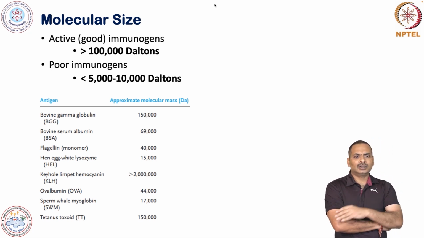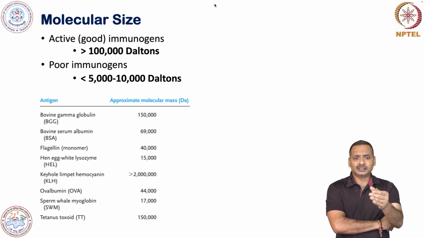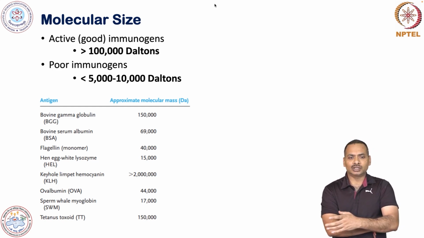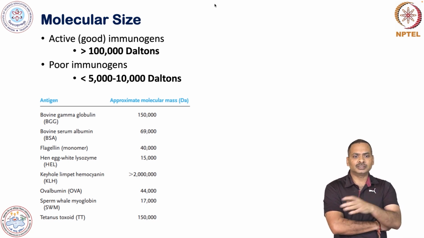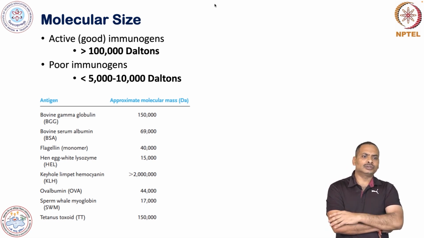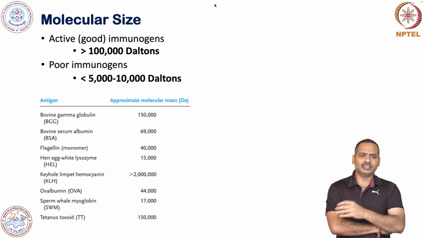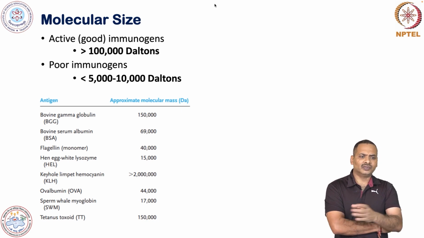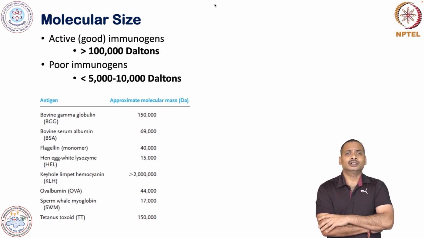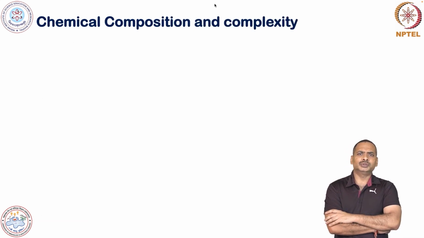Another molecule which is quite commonly used is keyhole limpet hemocyanin. This is a hemocyanin protein, and its molecular weight is more than 200 kilodalton, as you can see. Oh, sorry, it's 2000 kilodalton. Ovalbumin is also quite commonly used in experiments. Its molecular weight is 44 kilodalton. Sperm whale myoglobin is 17 kilodalton, and this is also used in our experiments. And finally, the tetanus toxoid, which is about 150 kilodaltons. So these are some molecules which are commonly used in our experiments.